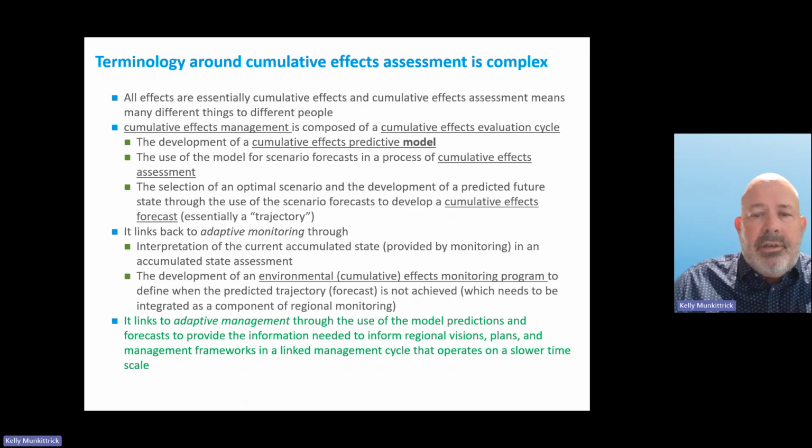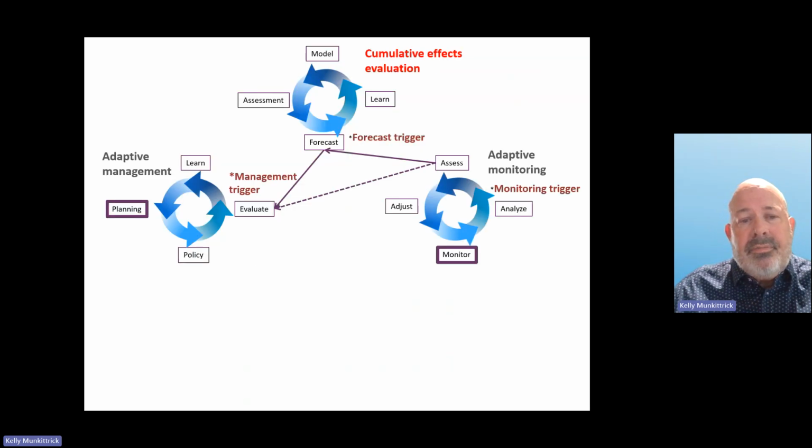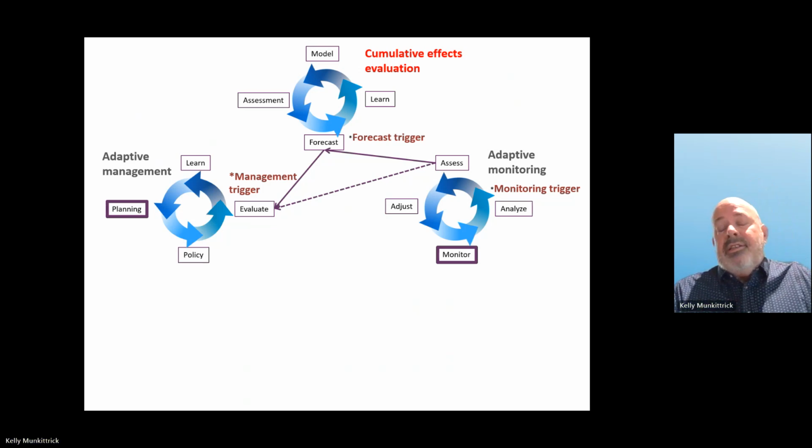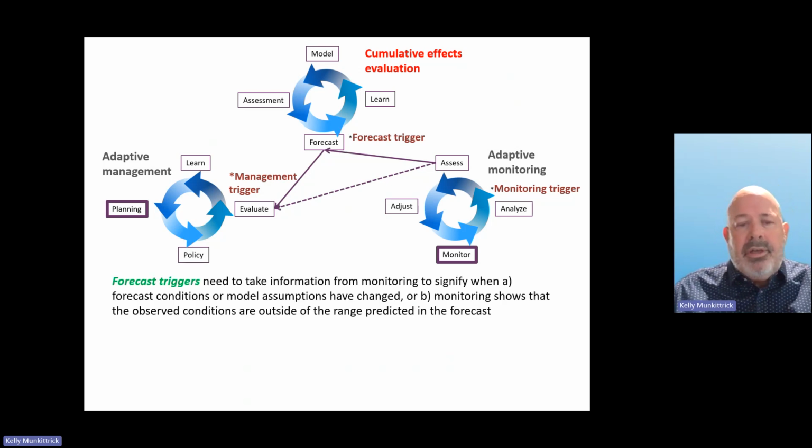My adaptive monitoring should be operating in a very rapid phase so that my monitoring from this year informs what monitoring I will do next cycle. Regional planning, regional frameworks operate on a slower time scale, 10 or 20 years to make changes to those. And so now I've got a third cycle. I've got an adaptive monitoring cycle. The same data is linked into my adaptive modeling cycle, and it's now linked to an adaptive management cycle. So I've got three types of triggers: a monitoring trigger, a forecast trigger, and a management trigger.